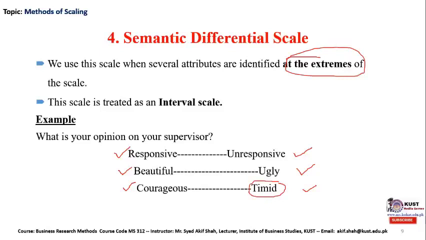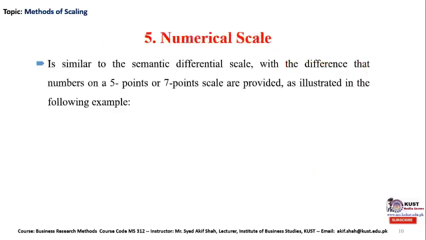So when the researcher is interested in finding out the extreme responses of individuals, such a kind of scale is known as a semantic differential scale. Let's discuss the 5th scale, which is the numerical scale.